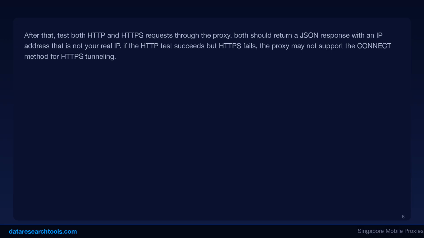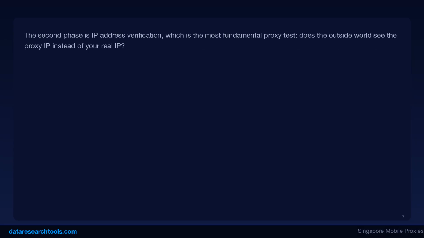The second phase is IP address verification, which is the most fundamental proxy test. Does the outside world see the proxy IP instead of your real IP? Check your apparent IP by comparing what an external service reports against your real IP. They should be different. If they are the same, your traffic is not routing through the proxy.